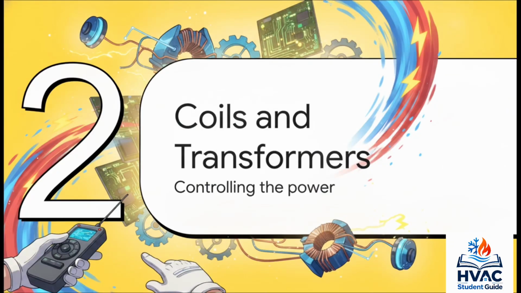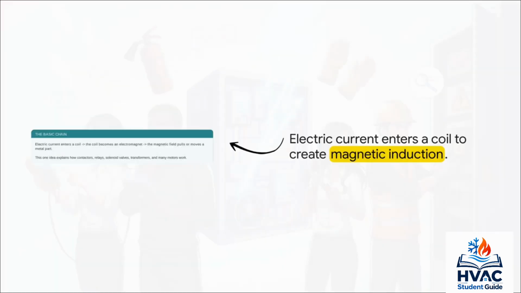Moving right along to Section 2, coils and transformers. Let's look at how we actually control all that raw AC power. Think about this chain reaction for a second. Electric current enters a coil, right? That coil then becomes an electromagnet. And that invisible magnetic field physically pulls or moves a metal part. If you can visualize that basic magnetic induction, you'll instantly understand how contactors, relays, and solenoid valves operate. You're just using low-voltage electricity to create magnetism, which then does the heavy lifting of closing switches for high-voltage loads.